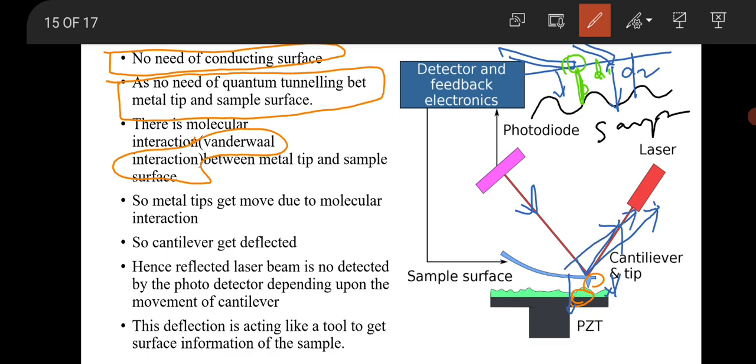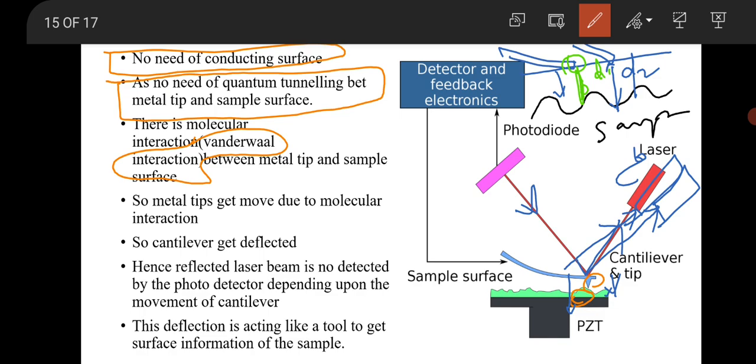Okay, so in the first case you are getting the reflected laser here, because the photodetector is here, which detects the number of photons coming towards it. Now the detector is here, so the intensity will be different. Now you see why the intensity of the reflected laser is different: depending upon the distance of separation between the metal tip and the surface of the sample, the molecular interaction varies.